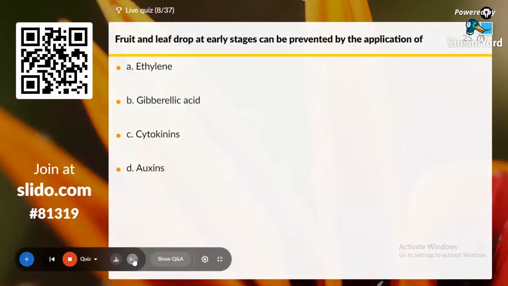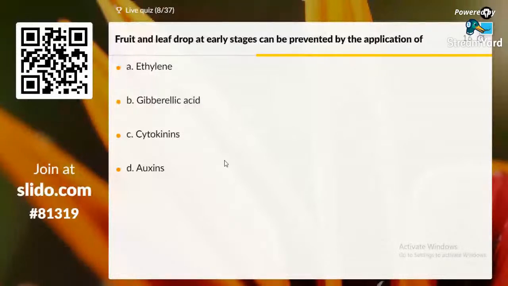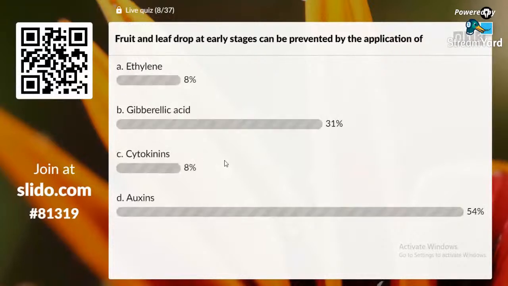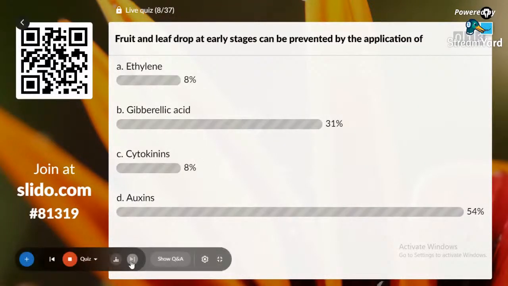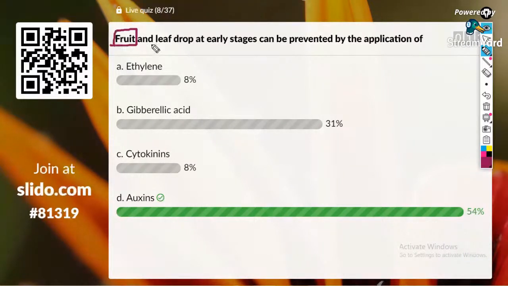Eighth question. Fruit and leaf drop at early stages can be prevented by the application of option A, ethylene, option B, gibberellic acid, option C, cytokinin, and option D, auxin. The correct answer is auxin. Yes, the fruit and leaf drop at the early stages is prevented by the application of the hormone auxin.